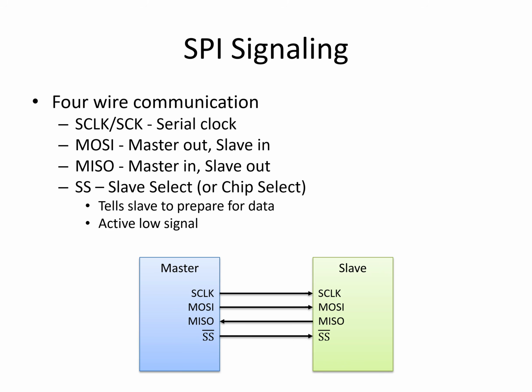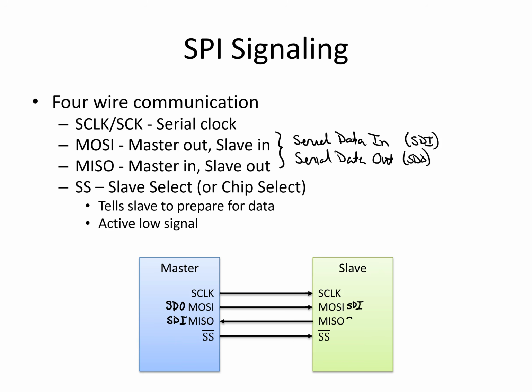The MOSI and MISO signals are also sometimes referred to by a different name. These also can sometimes be referred to as a serial data in, or SDI, and serial data out, or SDO. And in this case, since it's indicating the direction of the data flow, unlike the MOSI and MISO names where you connect the MOSI signal on both the master and the slave, with the serial data in and out nomenclature, you would connect a serial data out to a serial data in, and so both would have a serial data in and a serial data out.